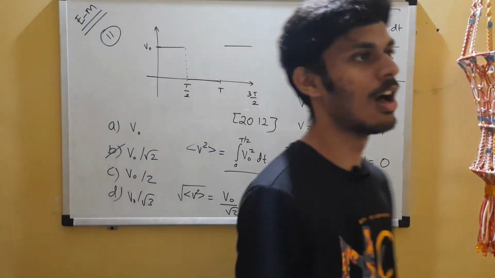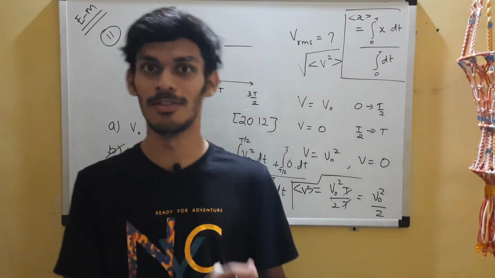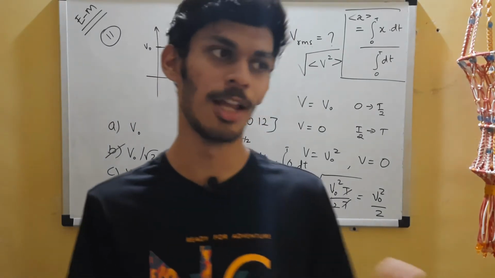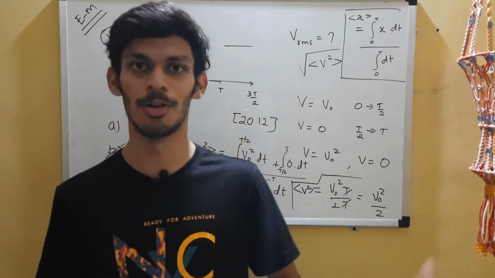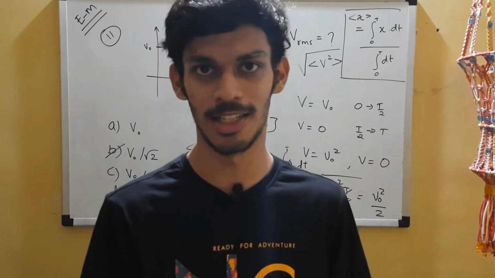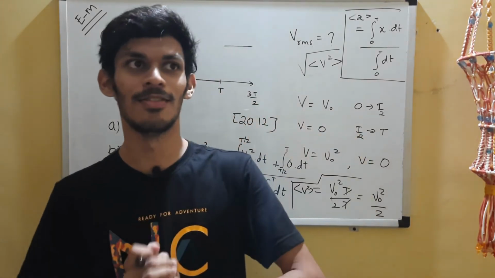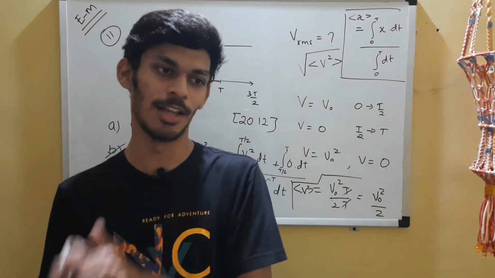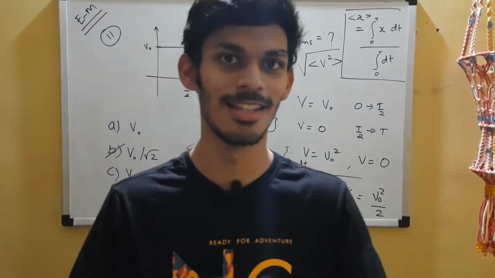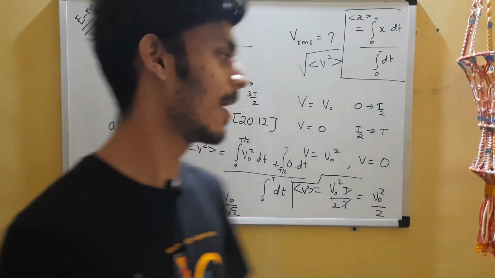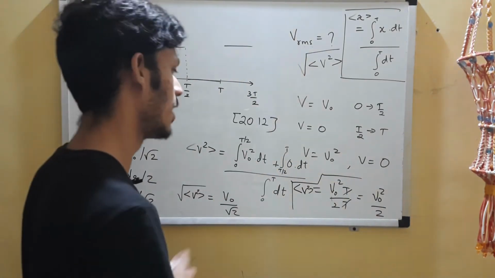Anyways, it might not always be v naught by root 2 or I naught by root 2. RMS value is not always peak value by root 2. In case of sinusoidal waves, I naught sin omega t or I naught cos omega t, that time it is I naught by root 2, or peak value by root 2.